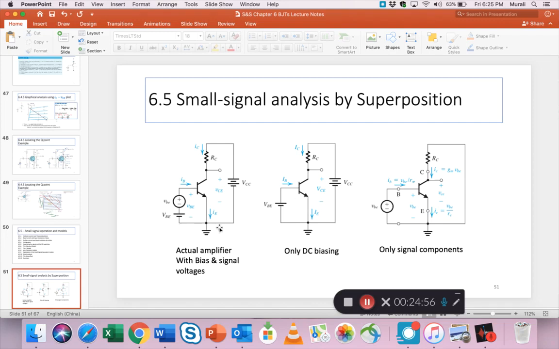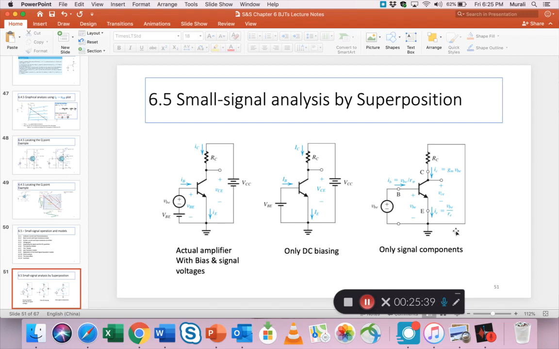Okay, so you have an actual amplifier. It has the bias voltage, the big VBE, and the signal, which is the small vbe, right? And all this is in one circuit. So what you can do is pretend first that the small signal doesn't exist, and we are only calculating using the big signal, the biasing signal. Then we take out the biasing voltage and only have the small signal voltage, and then we derive some more currents and voltages. And then we say, okay, add them all together and we have the total output.